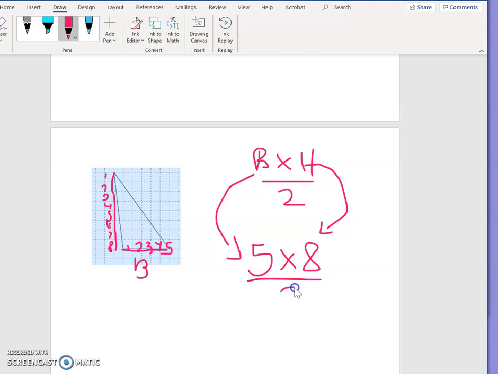And then divide by 2, don't forget. Multiply 5 times 8 and divide that by 2, and you'll get your area of 20. Because it's on a grid, we're going to label that as square SQ units.